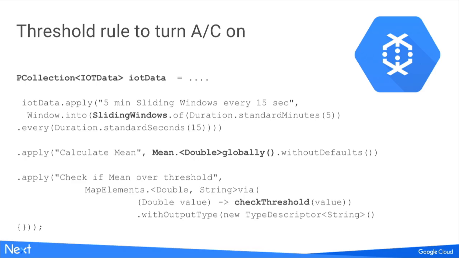Next, we do our very trivial test, the check threshold. And that check threshold is nothing other than returning a Boolean if the value of the mean is over 30 degrees centigrade. So that's our very basic pipeline. Now we're going to hand it over to our very smart data scientists who are going to do some magic with that data. All right, thanks.